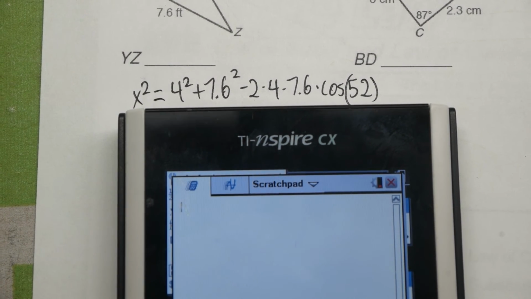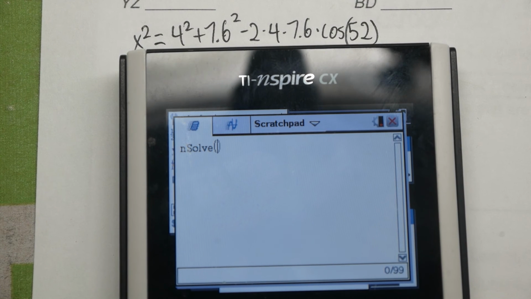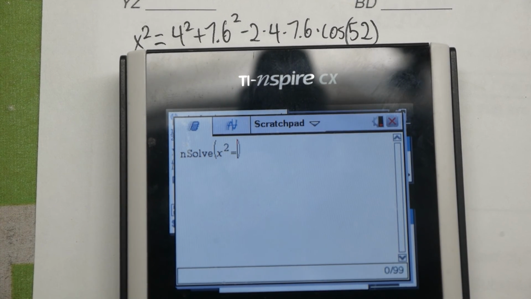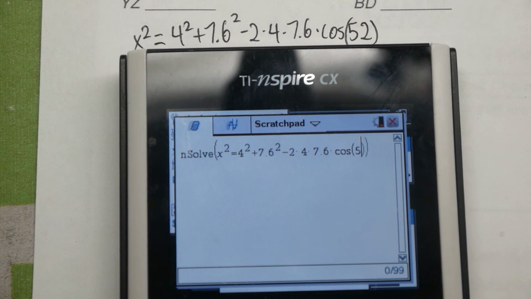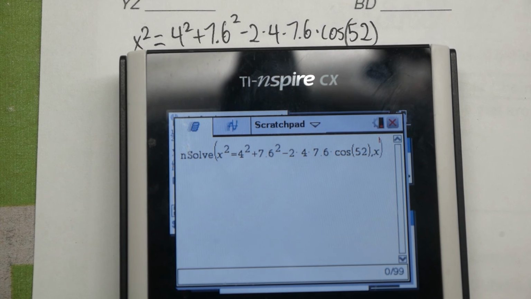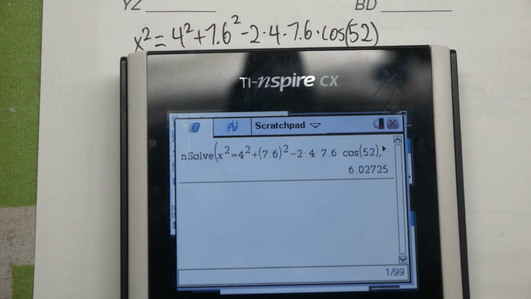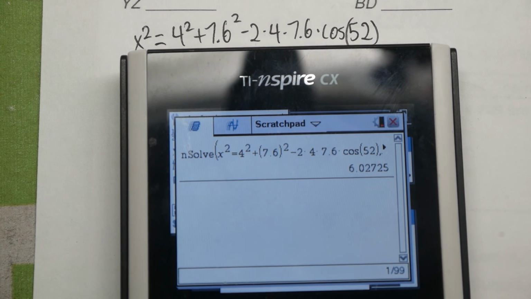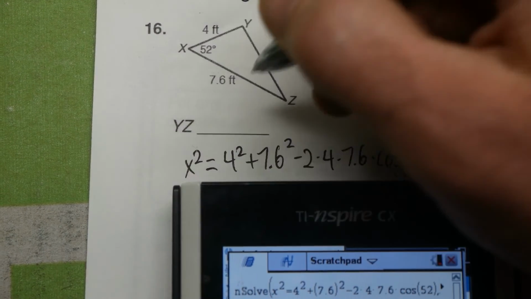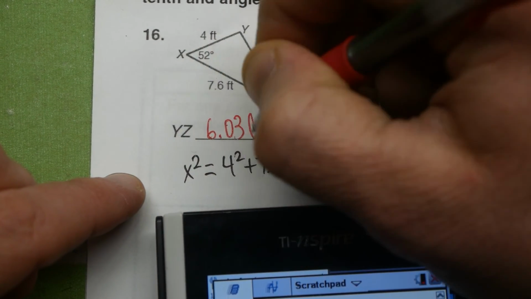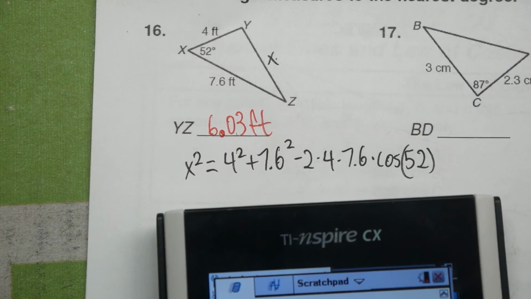All right. So menu 3-1. x squared equals 4 squared plus 7.6 squared minus 2 times 4 times 7.6 times the cosine of 52. Finish that off with the comma x to find out what that is. And it's going to be 6.027, 6.03. All right, so 6.03 feet. It's going to be the length of that side.